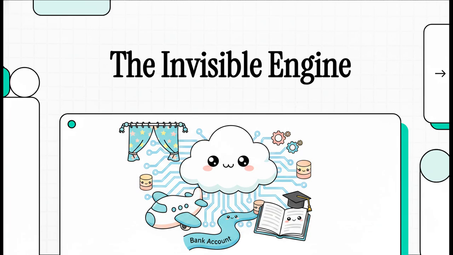Today, we're literally pulling back the curtain on the invisible engine that's running our modern lives. Every time you buy a plane ticket, check your bank balance, or register for a class, you are interacting with a massive, incredibly complex piece of technology called a database management system. Most of us never see it, but without it, our digital world would grind to an absolute halt.